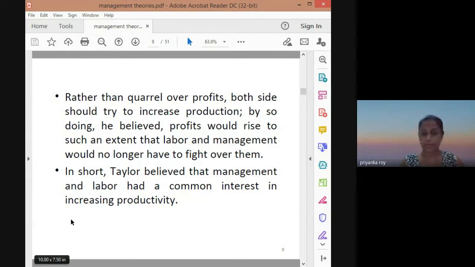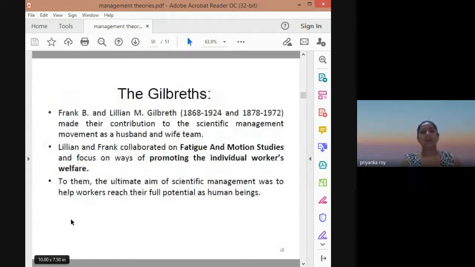Okay, so Gilbert, that is Frank B. and Lillian Gilbreth, 1868 to 1924 and 1878 to 1972, made their contribution to the scientific management movement as a husband and wife team.